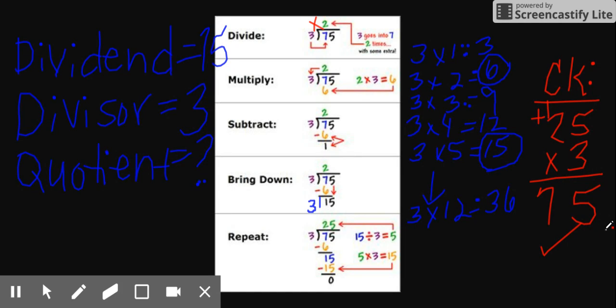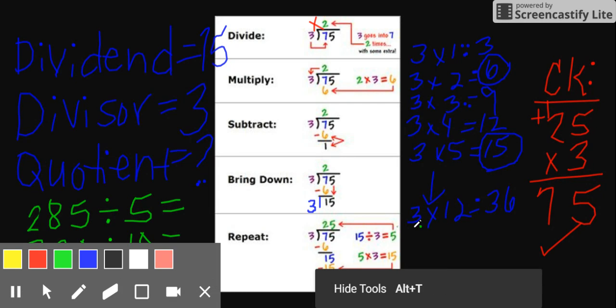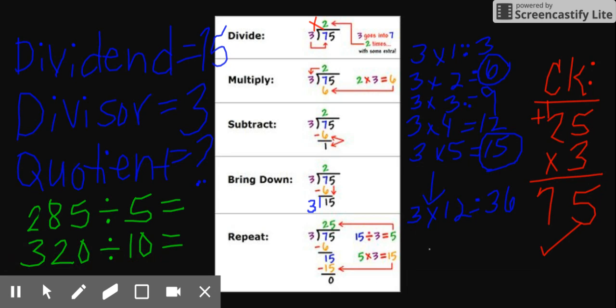So for homework, I want you to do these two division problems that I'm going to show you. Okay, for homework class, I want you to complete these two problems that are in green. I want you to do 285 divided by 5, and I want you to do 320 divided by 10, and I want you to check both of those problems. So for homework on a sheet of paper, divide these two problems just like I've demonstrated in the video, and show me where you check both of those problems and you know they're correct.